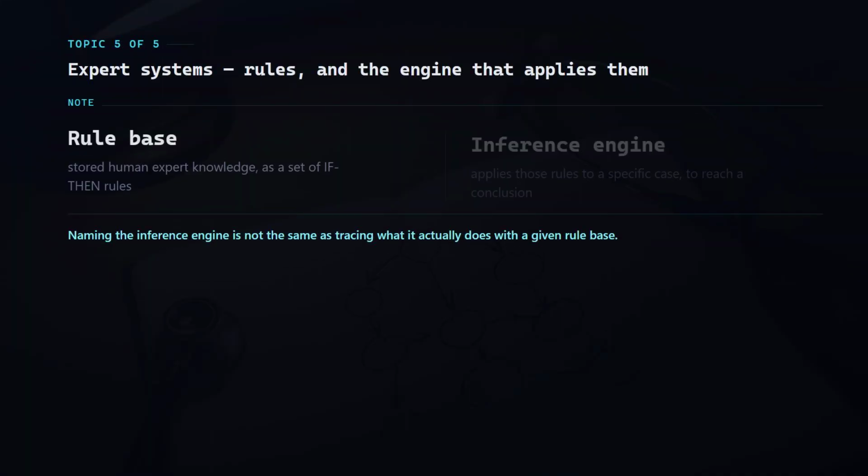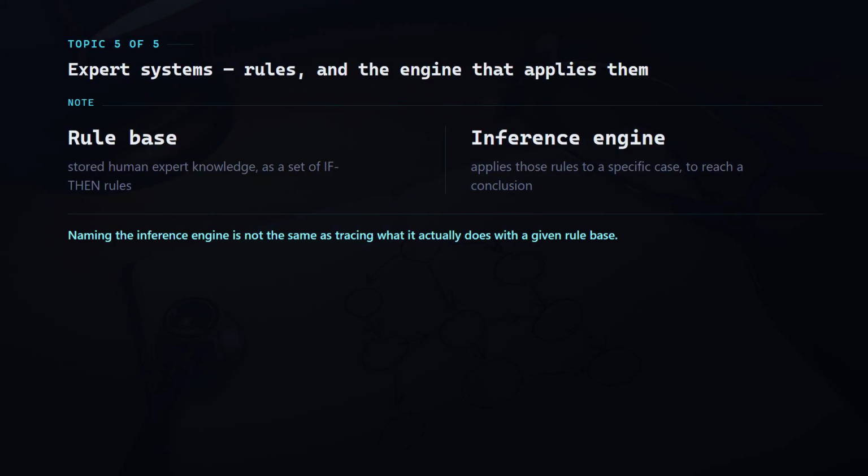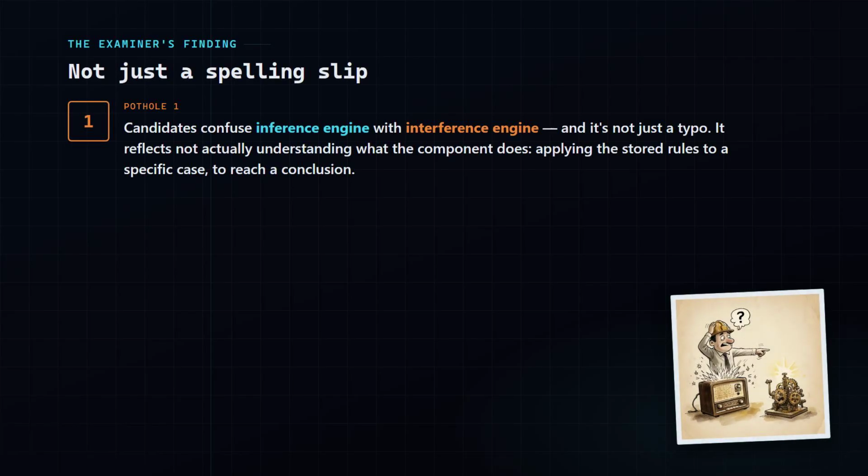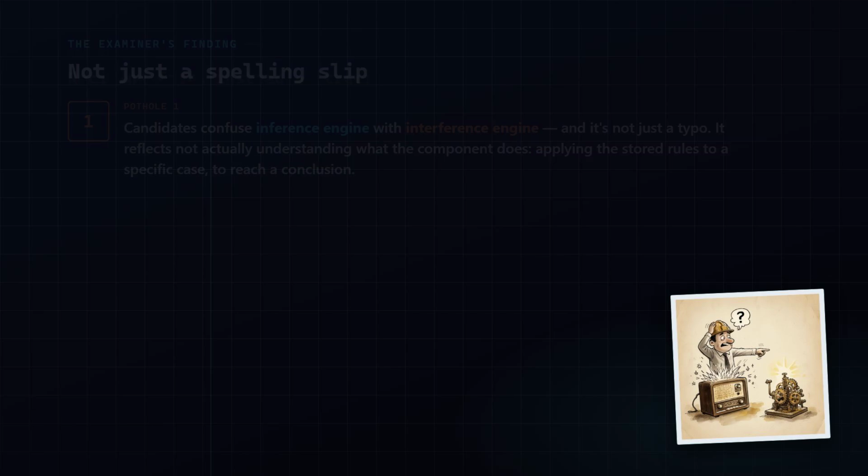An expert system stores human expert knowledge as a set of rules and uses an inference engine to apply those rules to a specific case and reach a conclusion. Here's the first documented finding. Candidates confuse inference engine with interference engine. And it's not just a spelling slip. It reflects not actually understanding what the component does, applying the stored rules to the facts of a specific case to reach a conclusion. Here's the second.